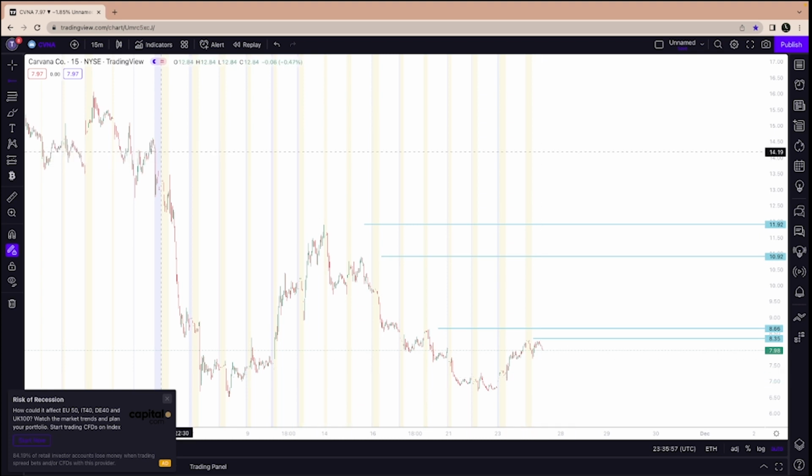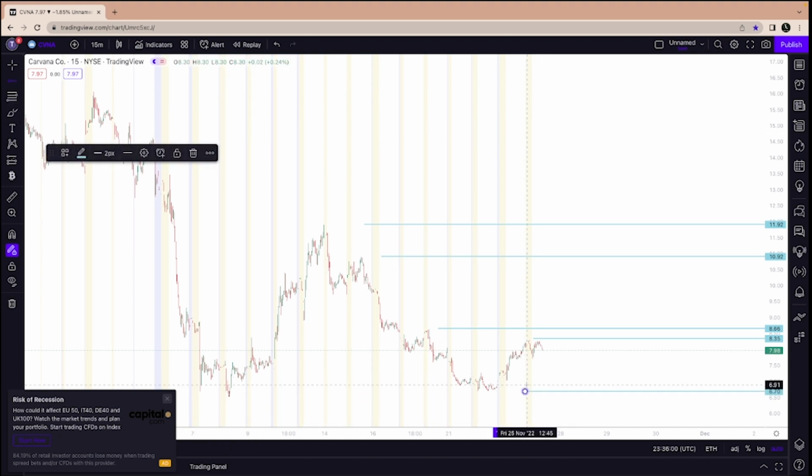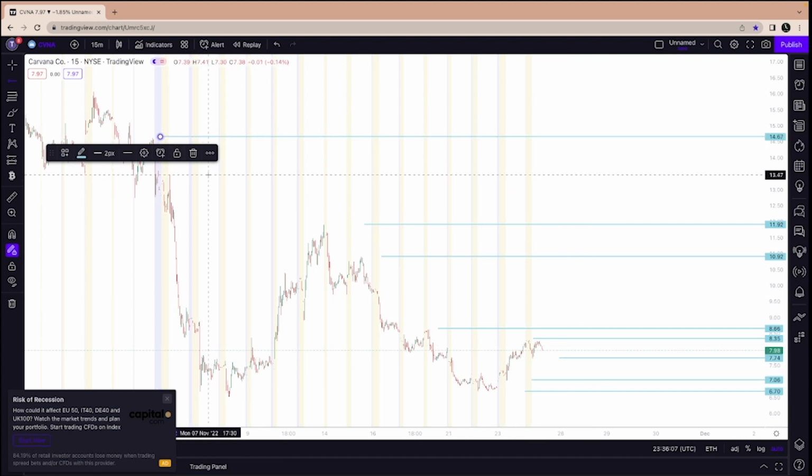Let's find our swing lows. We find our swing lows now. Low, 2, 3. So we find our swing lows and swing highs. This is another swing high here. This is another swing high.